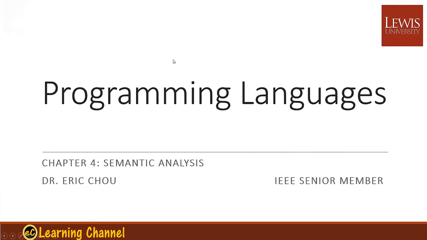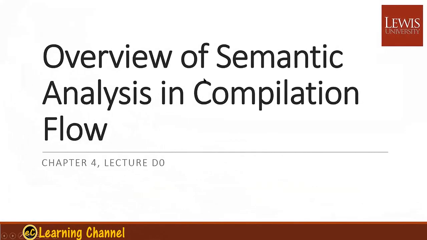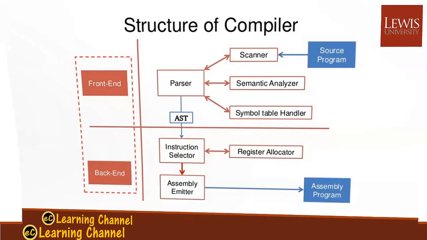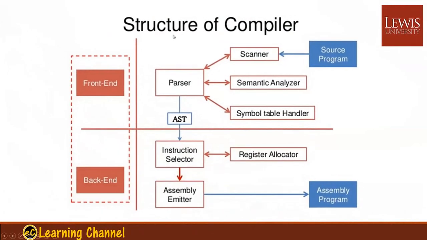So okay, we get started for this chapter 4, semantic analysis. So, overview of semantic analysis in compilation flow. First we need to know about the structure of a compiler. A compiler basically consists of the front end and back end, okay?